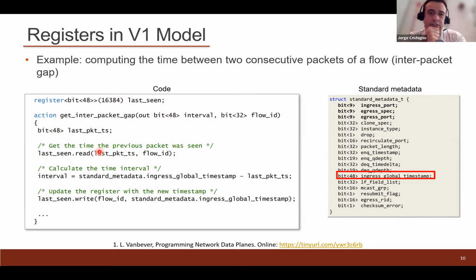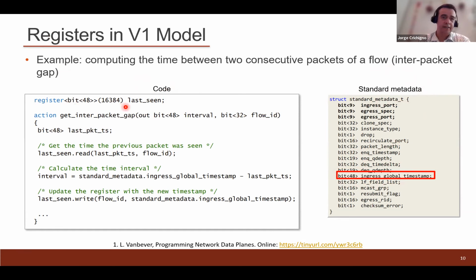The example is how to compute the time between two consecutive packets of a flow. So a flow is a set of packets from one sender to that destination. So that's a flow. Typically, we identify a flow as a 5-tuple. But let's say that we want to know what is the time between consecutive packets. On the left-hand side, we have the code. On the right-hand side, standard metadata. And we will use one element in the standard metadata to solve this problem.